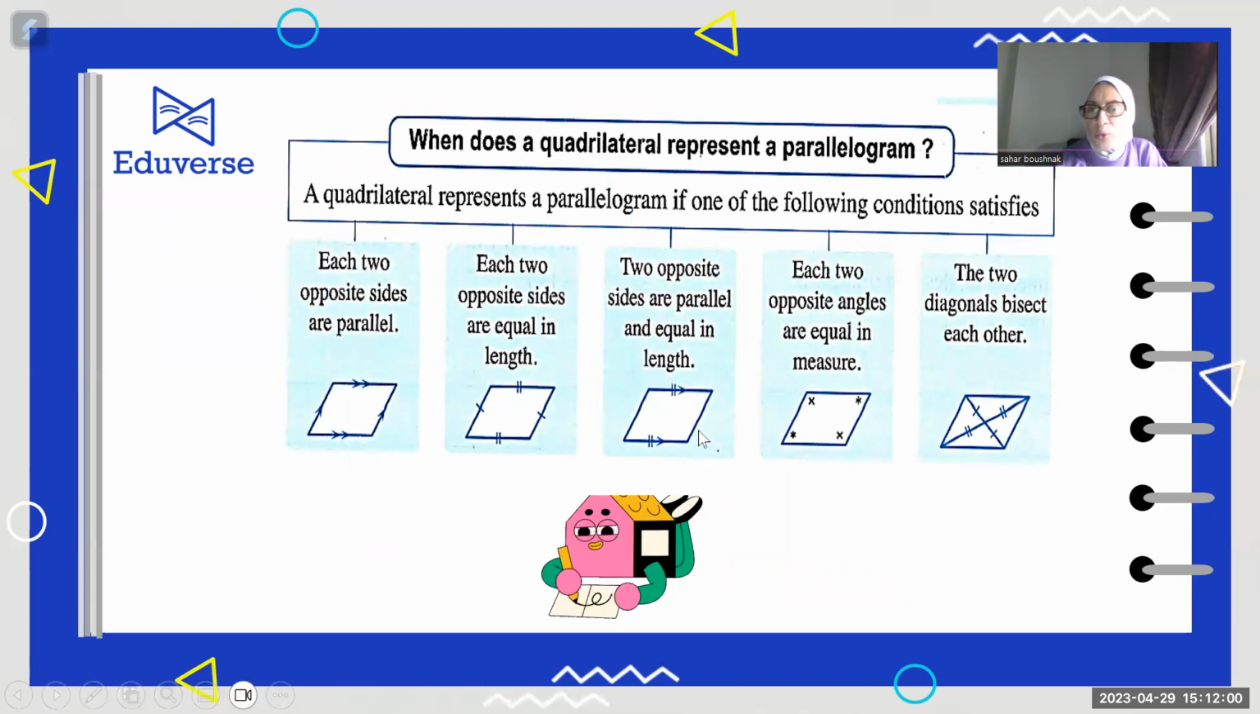If I want to prove this quadrilateral is a parallelogram, I must find any of these conditions: every two opposite sides are parallel, or every two opposite sides are equal, or one pair of sides is equal and parallel, or every two opposite angles are equal in measure, or I can find the diagonals bisecting each other.